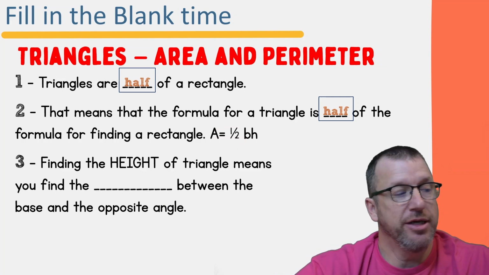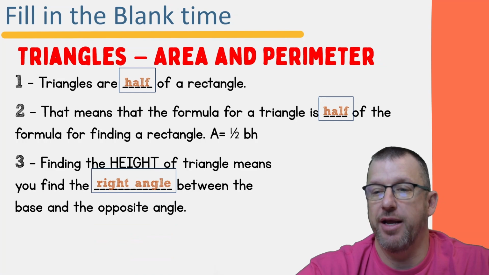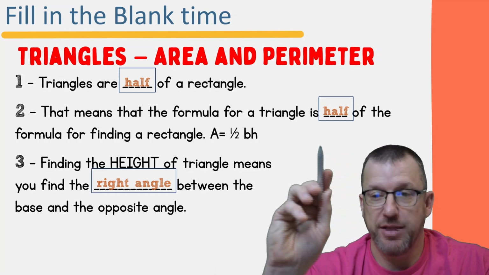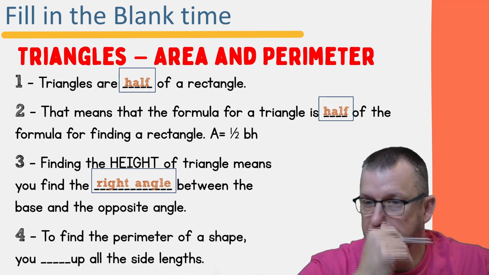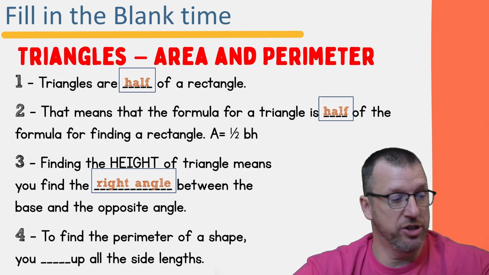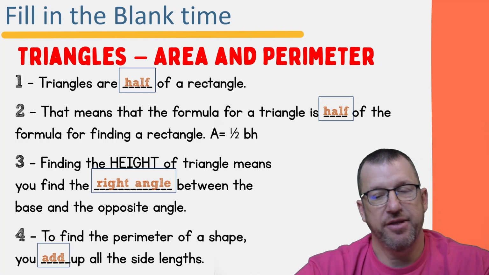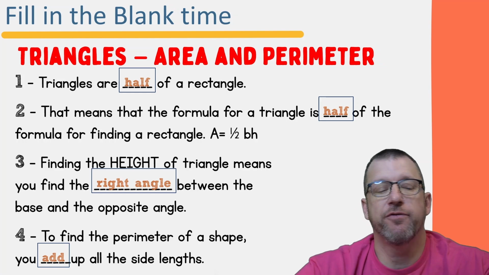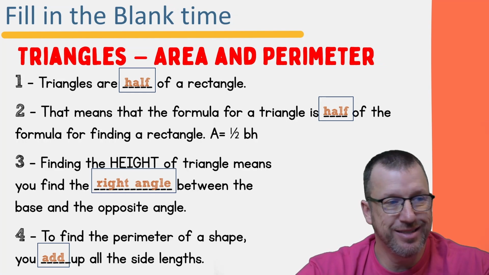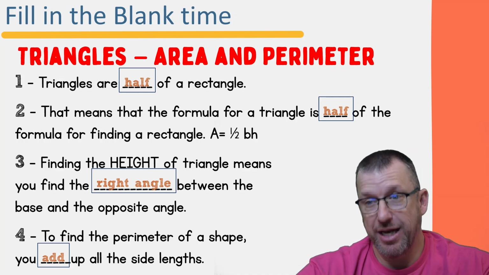Finding the height of the triangle means you find the right angle between the base and the opposite angle, which means you find that opposite angle, and draw a line straight down to the base, just like gravity takes over. And to find the perimeter of a shape, all we do is add up all the side lengths. I think you're ready to solve the area and perimeter of triangles. You just got to be real careful to know which part of the triangle you're talking about. Remember the shift of length times width to base times height.